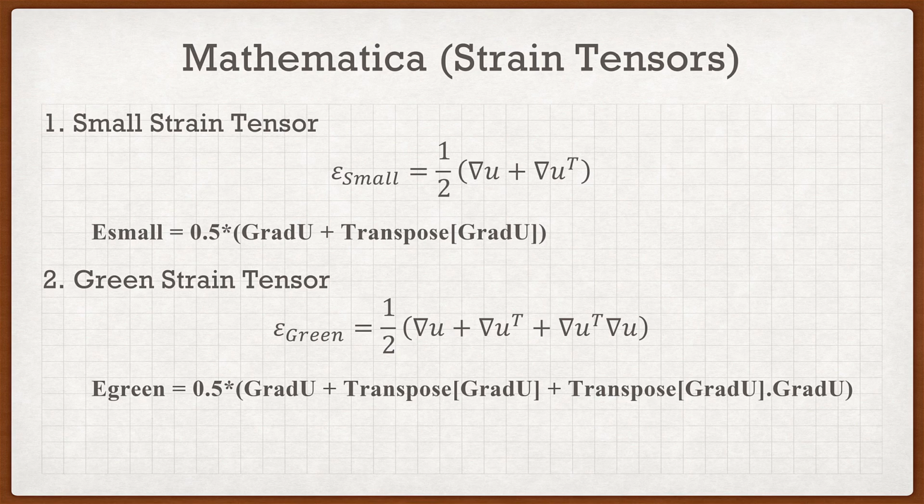Now, the only key that I'm going to have to say, please remember, is this term right here. When we're doing matrix multiplication, we use a period. We're not using a star. If you use a star where that period is, you will get the wrong answer. So the only real trick here is to remember we need a period there, not a star. But after that, nice and easy, everything's looking pretty good. We'll have our Green strain matrix and we'll have our small strain matrix.